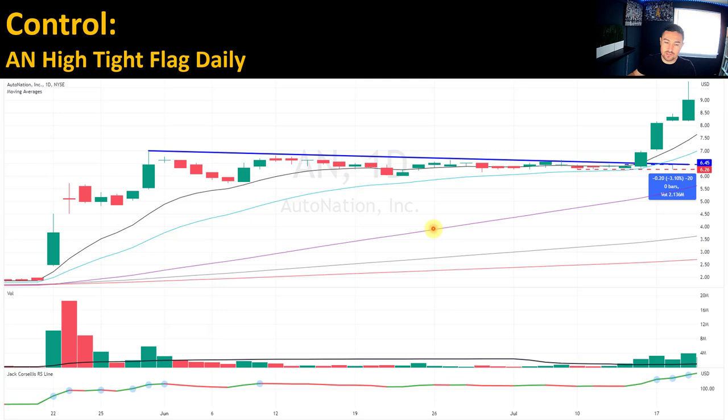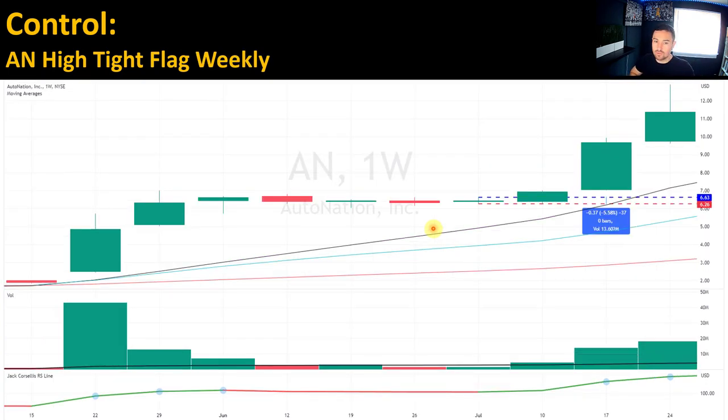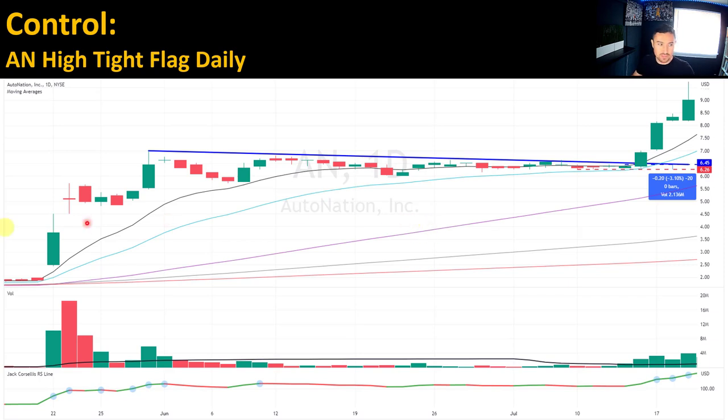This is AutoNation, so I'm going to show you this high tight flag on the daily chart, and then on the next slide you're going to see it on the weekly chart as well. So pay attention to the risk on this one. Something clearly happens here, okay? This could be a significant catalyst, but something happens. A lot of volume coming through, bullish synchronicity powers this stock up, starts finding supportive action on the 10 EMA, which is the black line, then it pulls into the 21 EMA, which is the blue line here, and then do you see the tightness in price?